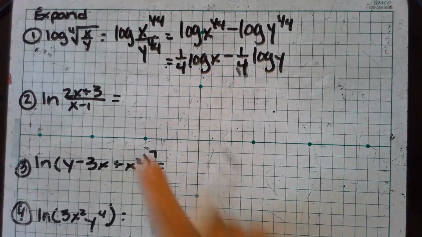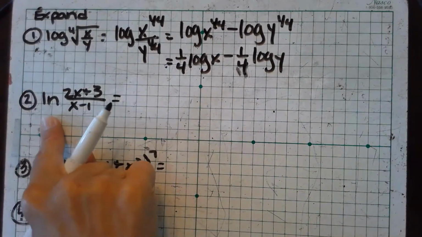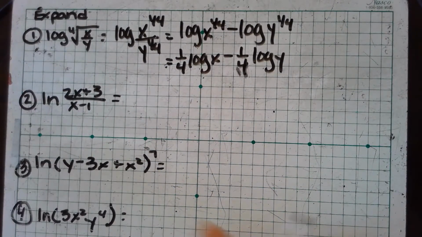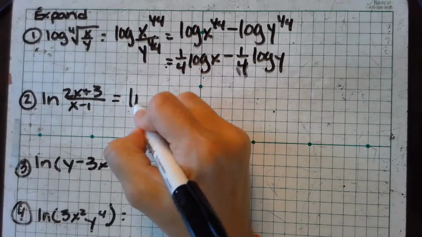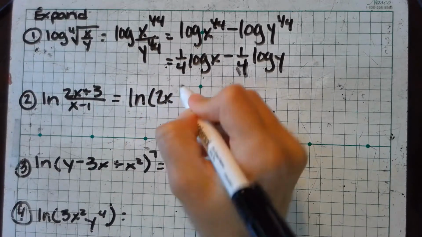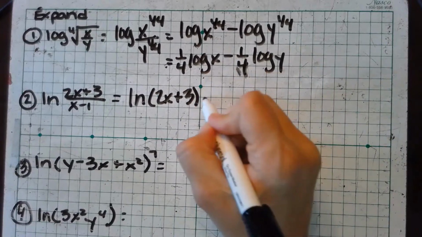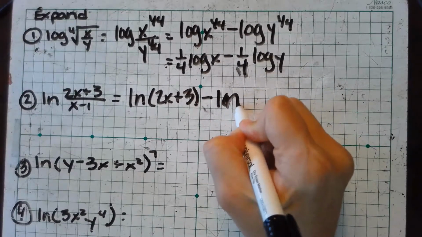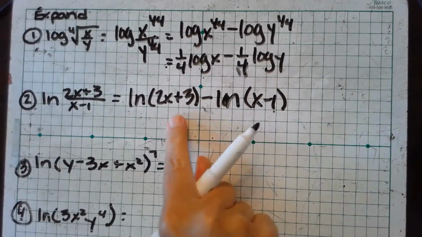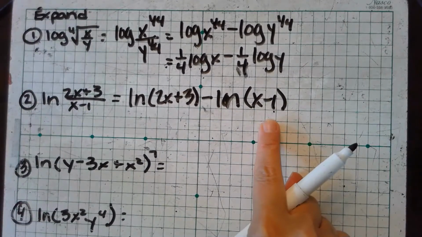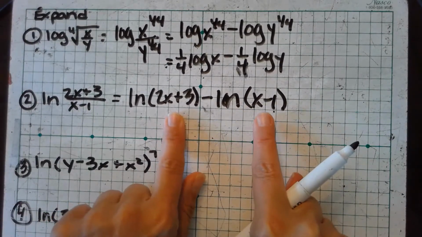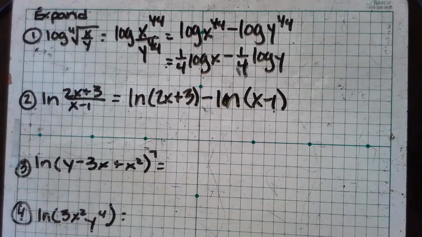All right, now this one's natural log. It still has the same properties. So here I noticed it's dividing. So ln, and make sure you put the 2x plus 3 in parentheses, as well as, and again, this is minus, not adding, x minus 1 in parentheses. Now I can't break up addition and subtraction, so they just have to stay like this.